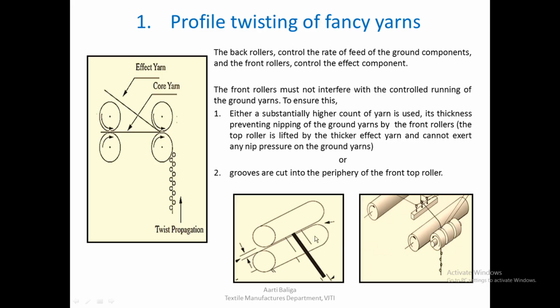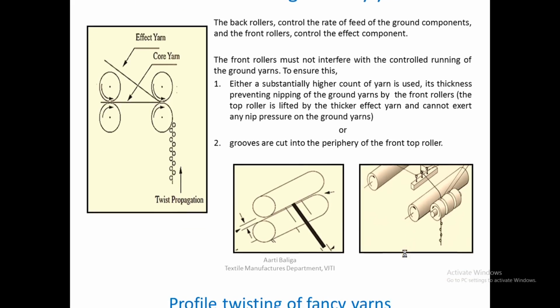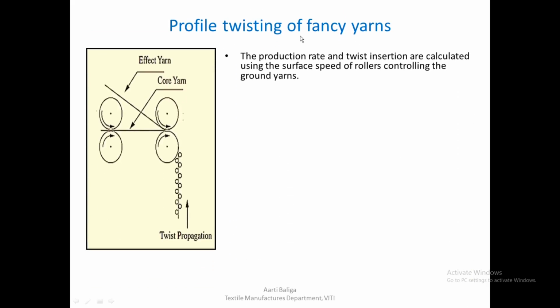which will control the effect yarn only. So having seen this mechanism, we come to the profile twisting of fancy yarns, where this is the second stage, where in the first stage we bring the effect yarn and the ground yarn together. The production rate and the twist insertion are usually calculated only by the surface speed of the rollers controlling the ground yarn. In this particular situation, we saw that the ground yarns are controlled by the back roller, so the production rate is going to be calculated based on the surface speed of the back roller only.